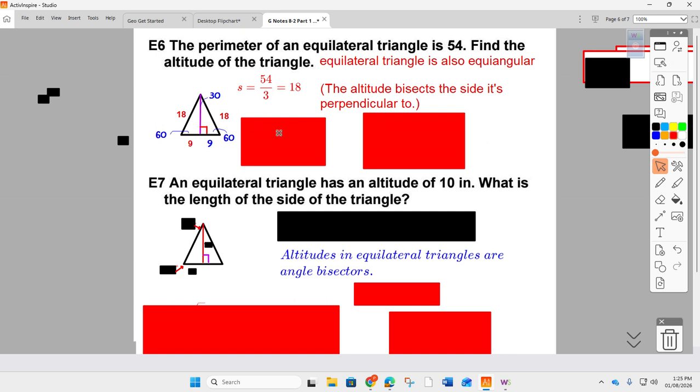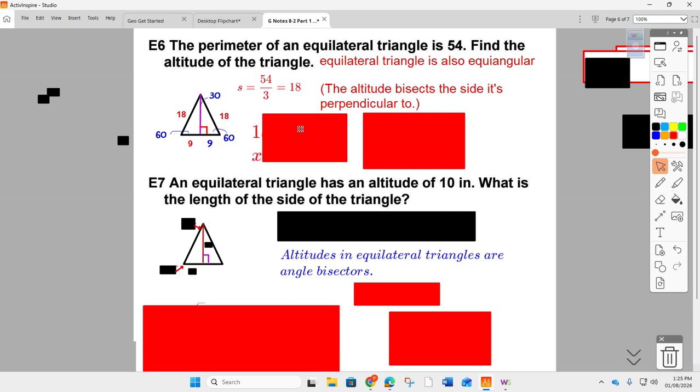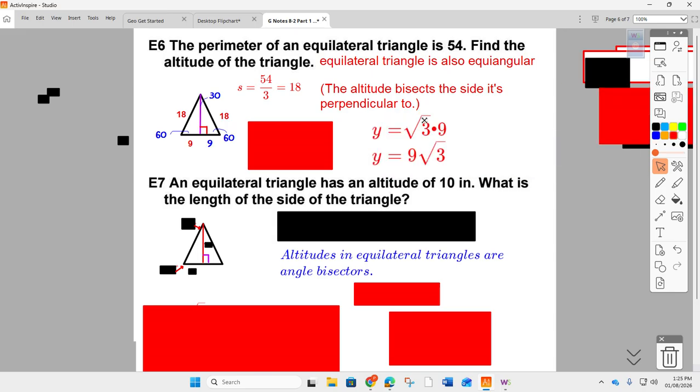Oh, I did that. We don't do it that way. So the long leg is the square root of 3 times the short leg. So the long leg, the altitude length, is 9 times the square root of 3. That is the exact length. If we wanted to evaluate that square root of 3, we could round that. We're not going to. We're going to leave it just like that. Questions, Kendall? You good?